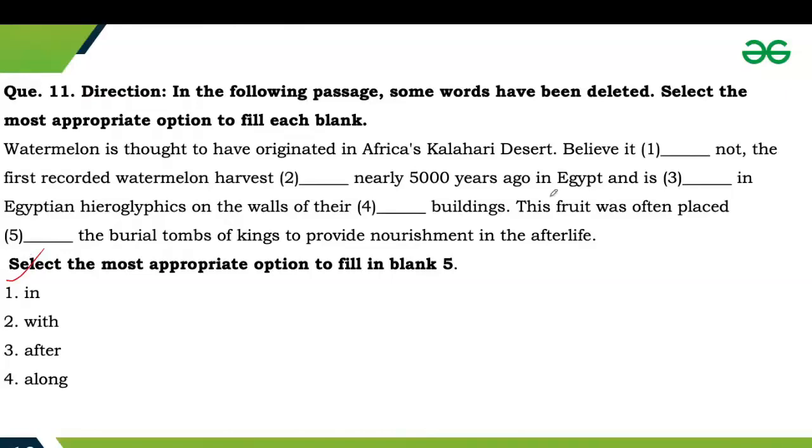In this case, the fruit was often placed in the burial tombs of kings to provide nourishment in the afterlife. The sentence refers to placing something in burial tombs in order to provide nourishment. So something cannot be placed with a burial tomb, something cannot be placed after a burial tomb, and also something cannot be placed along a burial ground. So we will use the first option. In means inside the burial tomb. So we will opt for option A for this question.